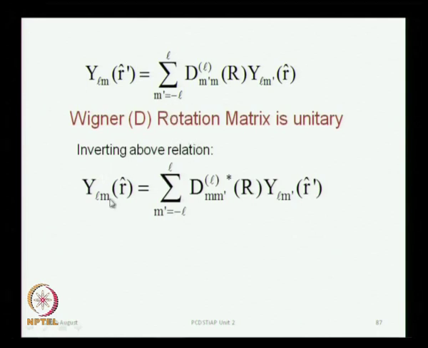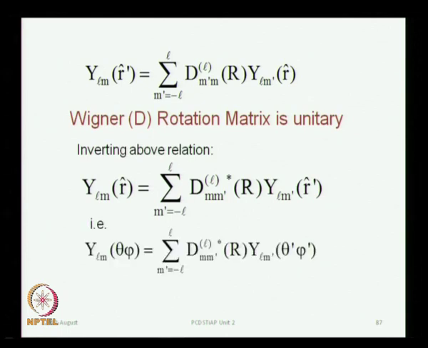The inverse relation will be this: YLM of R will be expressible in terms of the YLMs of R prime with these matrix elements, but you will have the complex conjugation and the transposition over here, because these are unitary transformations. Now the summation index is the second, and there is a complex conjugation which is shown by this asterisk. So, now we can write this relationship also in terms of the angles. These angles theta phi are completely equivalent to the direction r caret, and these angles theta prime phi prime are completely equivalent to the direction r prime.